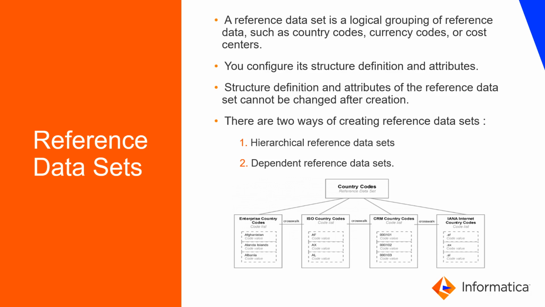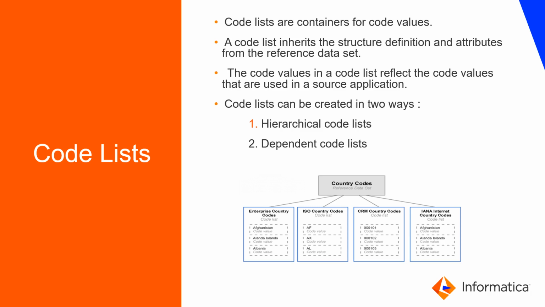Let's move on to understand what code lists are. They are containers that hold the code values. It inherits the structure definition of the reference dataset. We can again create this in two ways, in a hierarchical way and a dependent way.